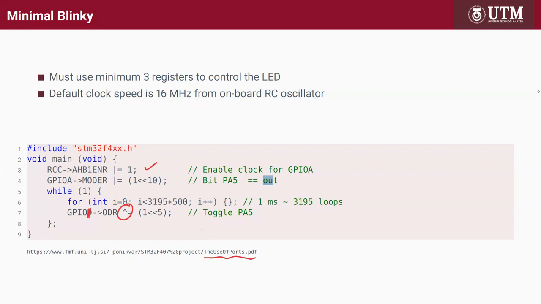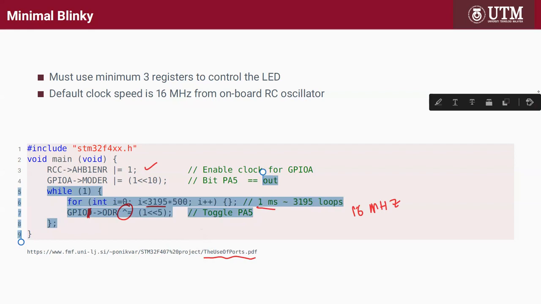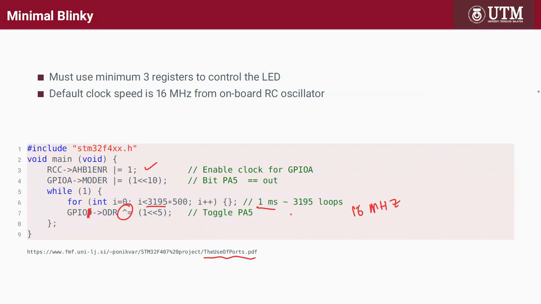This document says if you put 3195, it will be equivalent to 1 millisecond on 16 megahertz, which is the default because I didn't change anything. So I didn't change any clock, and the processor will run at the default frequency. At that frequency, 3195 is 1 millisecond. If I want 500 milliseconds, I multiply by 500. Then I just make this loop. This is the delay loop.